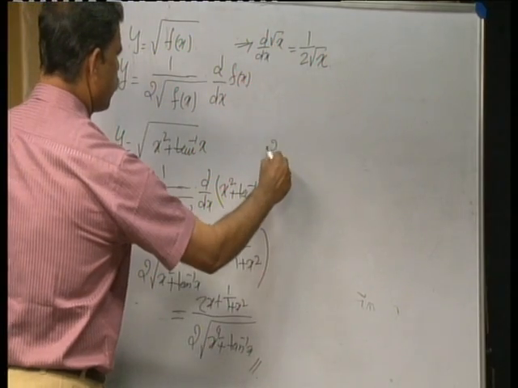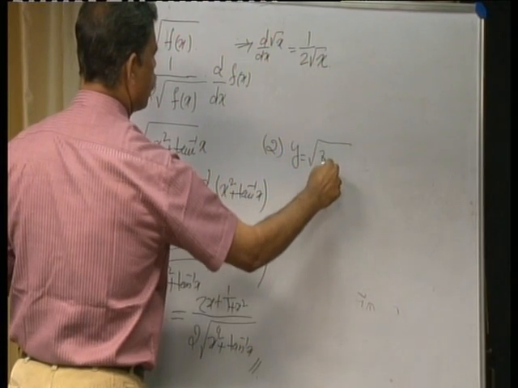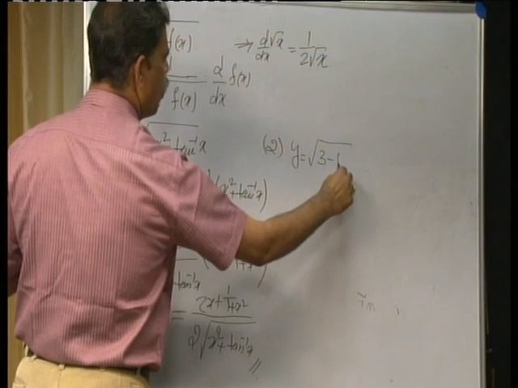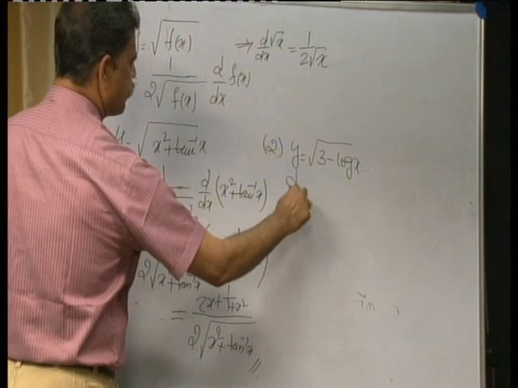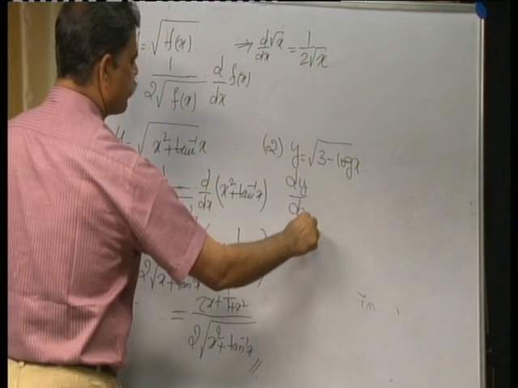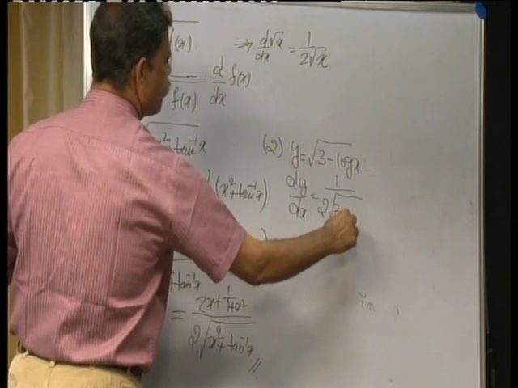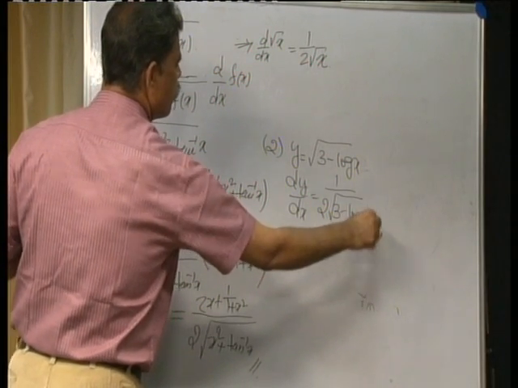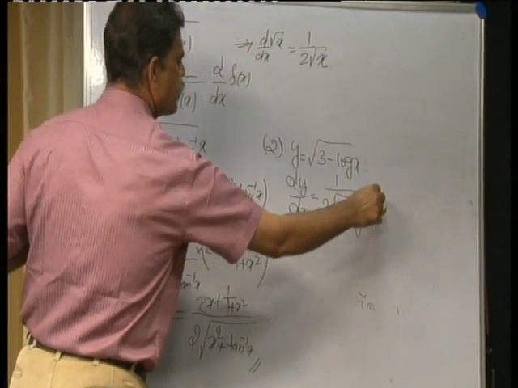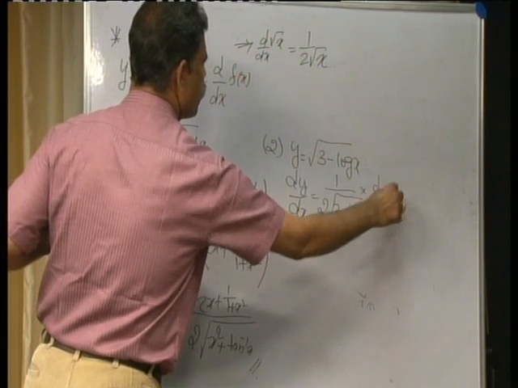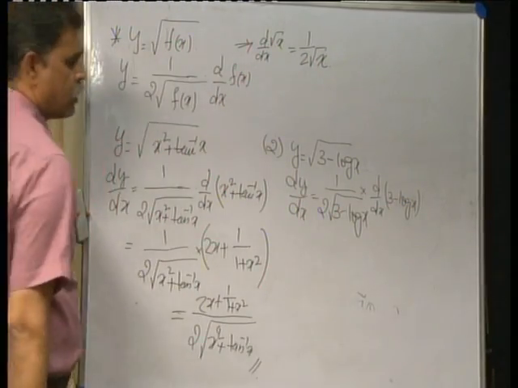Take another example: y is equal to root of 3 minus log x. Then dy by dx is equal to 1 divided by 2 root of 3 minus log x, that is, 1 by 2 root of function into d by dx of function. What is the function? 3 minus log x. We leave the root and write the other part, that is, 3 minus log x.